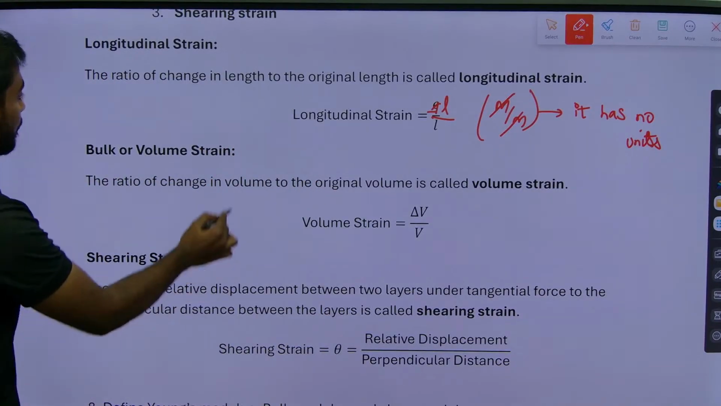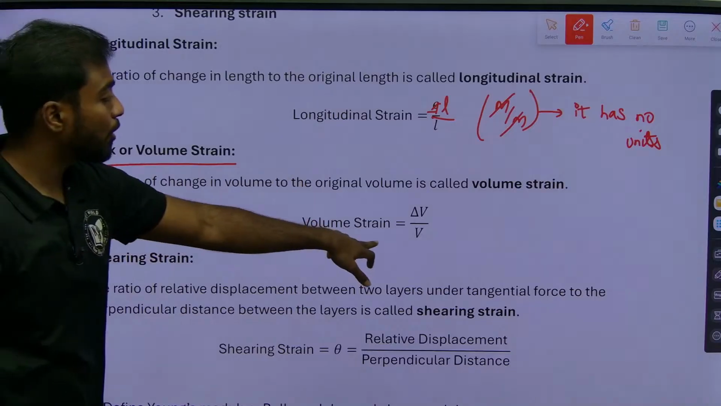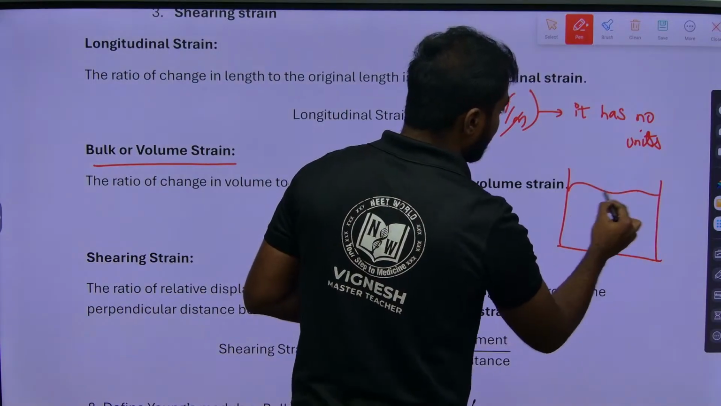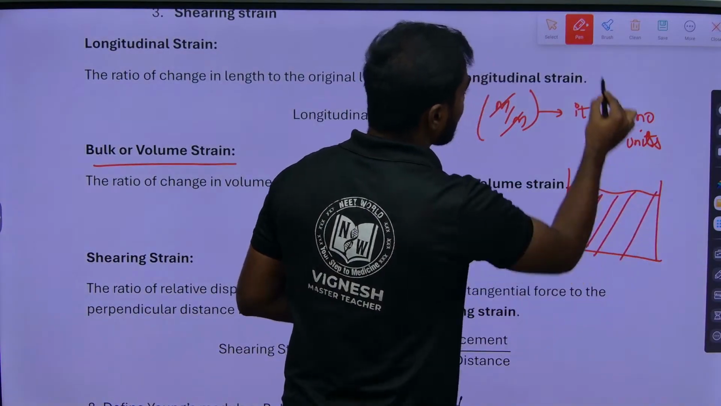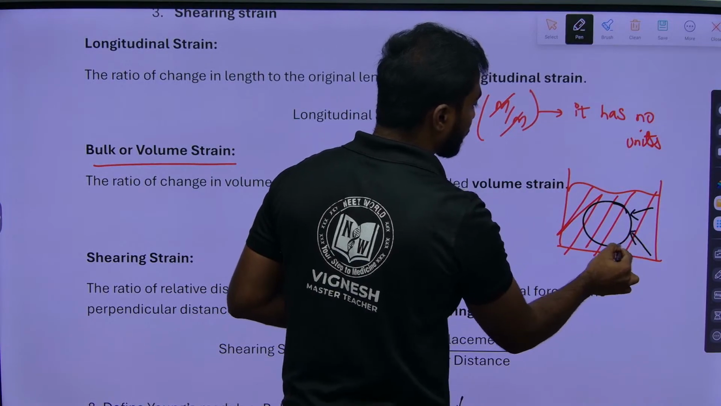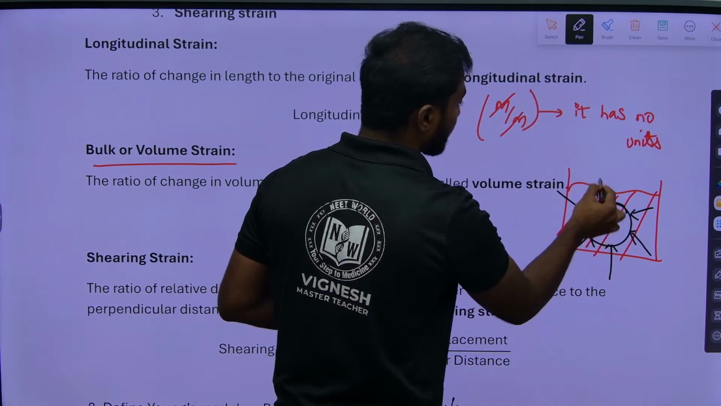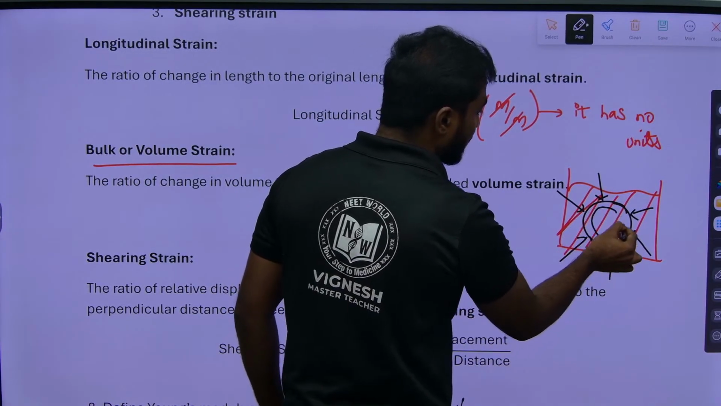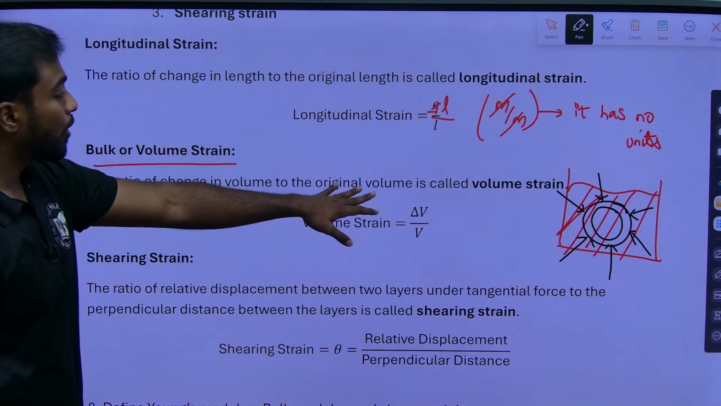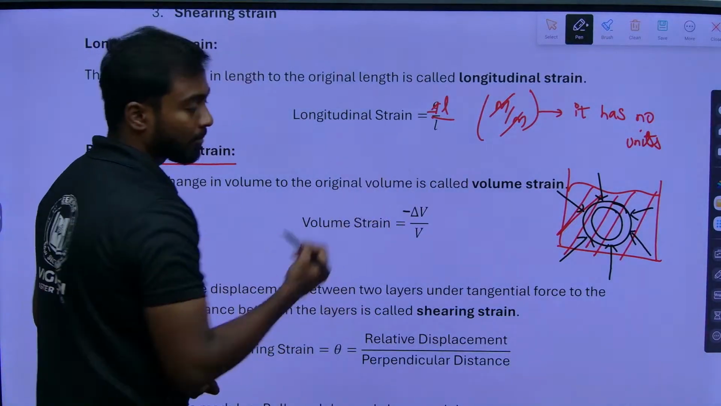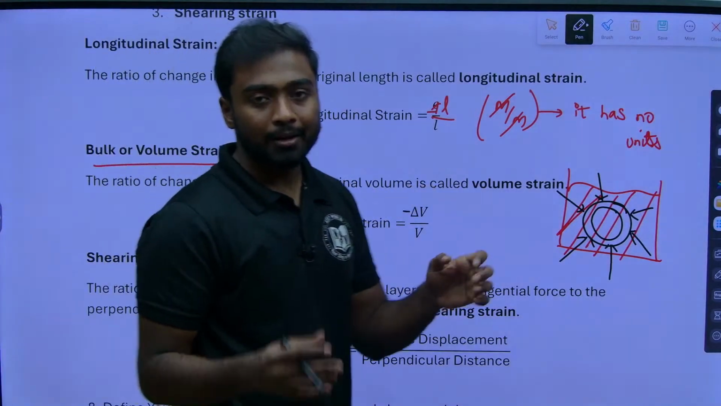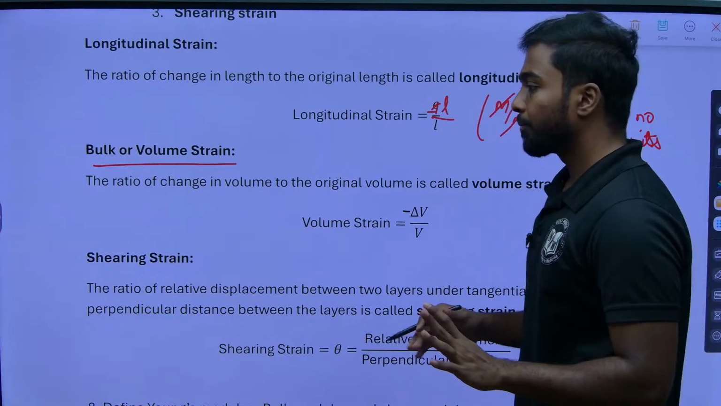And when we talk about volume strain, it is the ratio of change in volume to the original volume, as I discussed in the previous question. So this is my water, and if I am taking a ball here, the forces are acting everywhere, right? What happens is it will shrink, the volume has been changed. So the ratio of change in volume to the original volume, and we can mention the minus symbol also, like minus delta V by V. Why minus? Because it is shrinking, the volume has been decreased here.